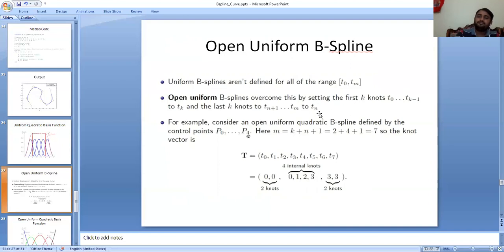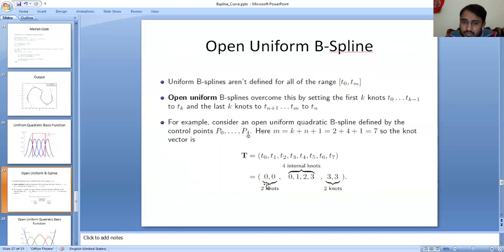For example, you can see here that if we have a quadratic B-spline, meaning the degree k is 2, and the control points n is equal to 4. So what will m be? 2 plus 4 plus 1, that will be 7. There are 7 knot vectors. So in 7 knot vectors, it will be from t0 to t7. There will be 8 values.